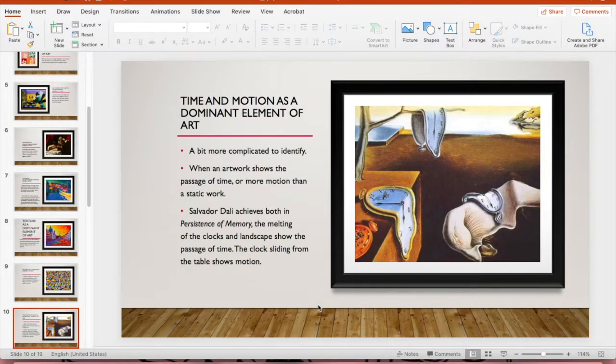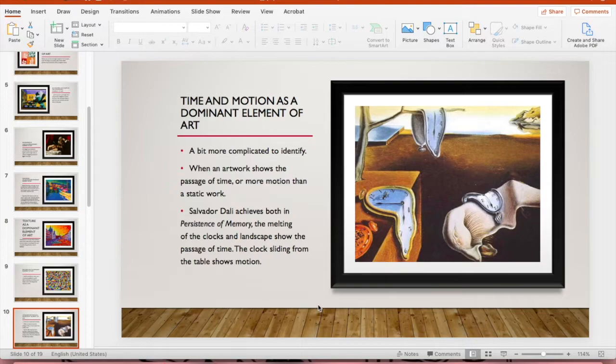All right, so time and motion as an element of art. It's a bit more complicated to identify. We've talked about time and motion in class. It's when an artwork shows the passage of time or more motion than a static work. Salvador Dali achieves both in The Persistence of Memory. The melting of the clocks and landscape show the passage of time. The clock sliding from the table shows motion.